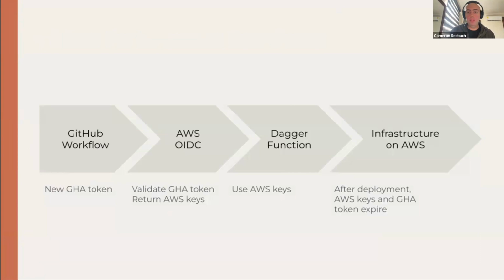And then in the infrastructure in AWS, you do your deployment tasks, whatever that may be. In my case, it's deploying a Dagger container. And then after deployment, the AWS keys and the GitHub Actions token both expire.